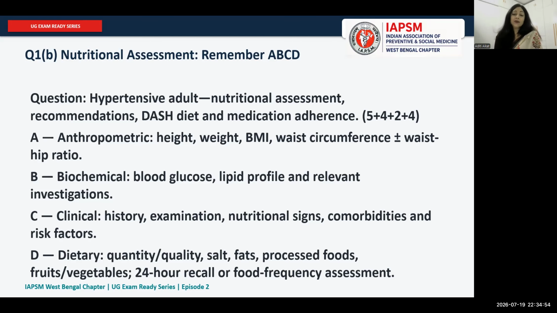Whenever nutritional assessment is given, follow the basic principles of A, B, C, D. A, that's anthropometric measures. B, for biochemical ones. C, for the clinical history. And D, for the dietary assessment. And as you are aware, in dietary assessment, when we are going for the family adoption programs, we do the 24 hours recall method.